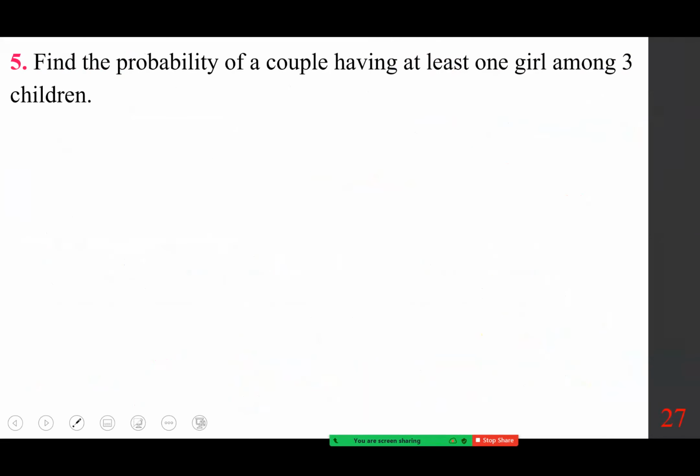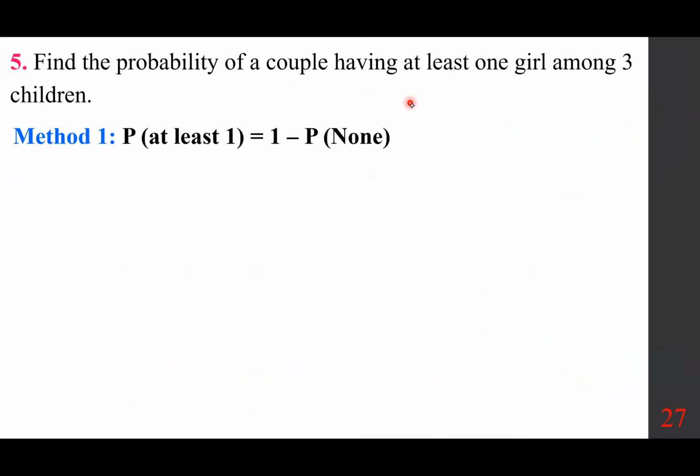Find the probability of a couple having at least one girl among 3 children. Well, there are different methods of approaching this. The first method, we're going to look at the concept of at least, which is 1 minus the probability of none. So the probability of at least 1 equals 1 minus the probability of none. And in this example, notice that the probability of a girl equals the probability of a boy. It's 50% or 1/2 or 0.5. At least that's the assumption.